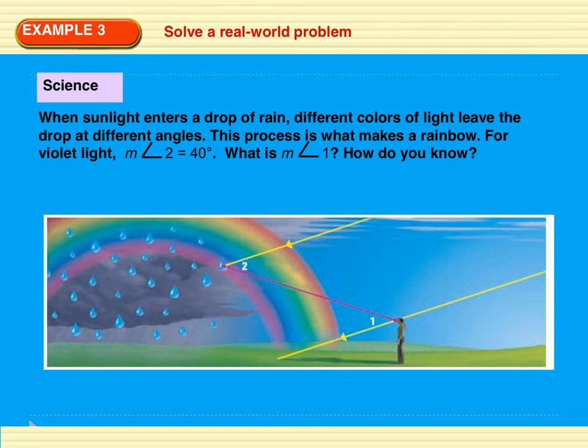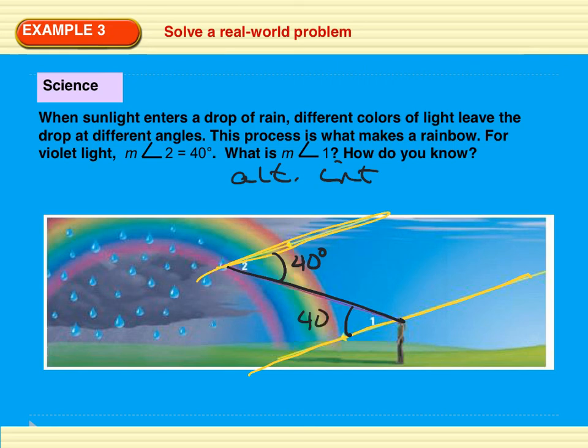So here are my lines. I've got my yellow parallels. They've got the arrow on them. And then I've got my transversal here, which is making angle 2 and angle 1. What would be the measure of angle 1 if angle 2 is 40? Anybody know what kind of angles those are? Yes. They are alternate interior. Beautiful. And what do we know about alternate interior? Beautiful. So the measure of angle 1 is also 40 degrees.